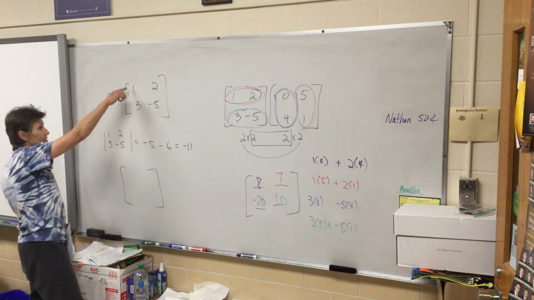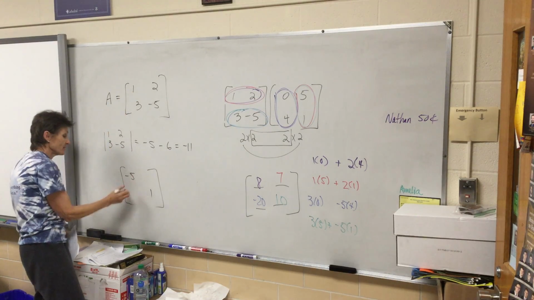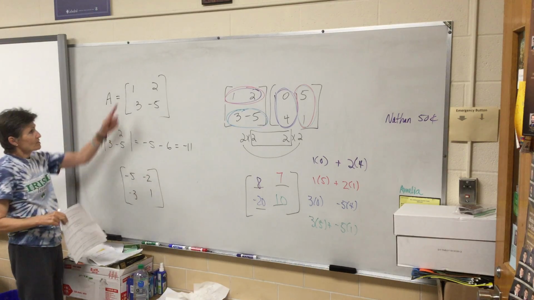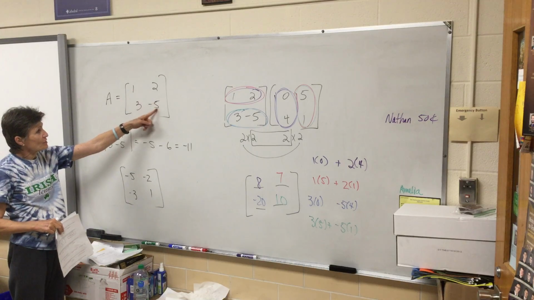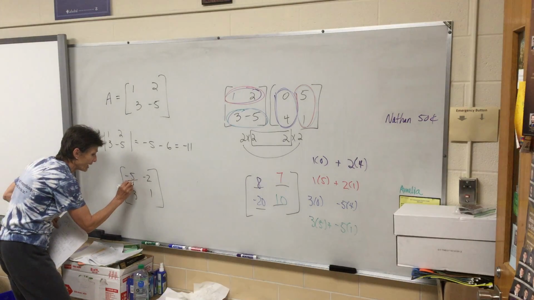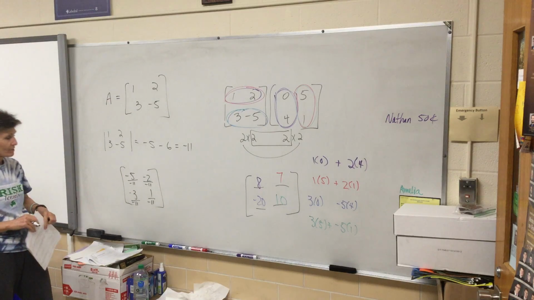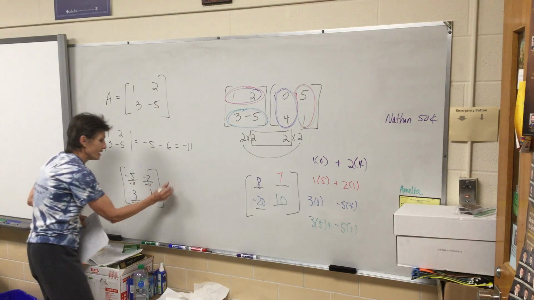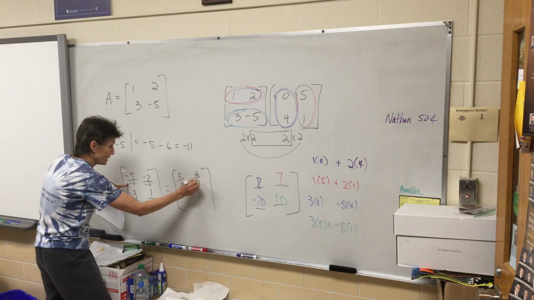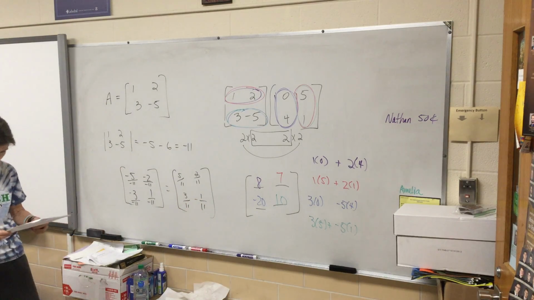Make a new matrix by switching these two and changing the signs on those two. So I switch these two, this is called the adjoint. I switch these two, change the sign on those, and then I'm going to divide everything by negative 11. Simplify, and that's my inverse. So 5 11ths, 2 11ths, 3 11ths, and negative 1 11th is my inverse.